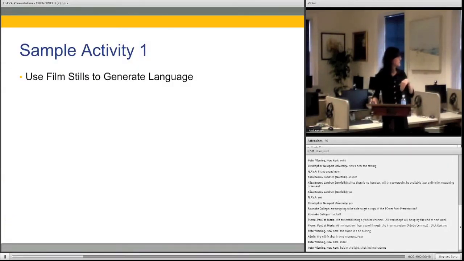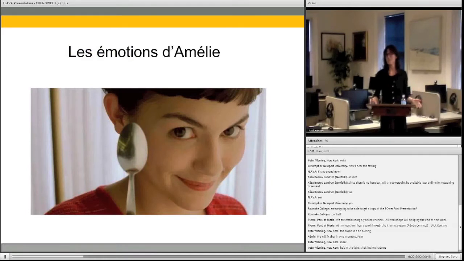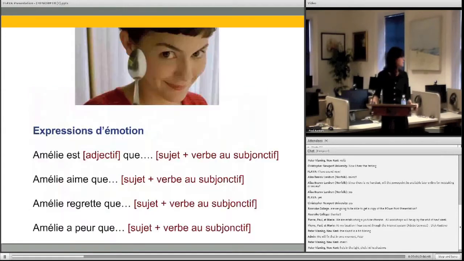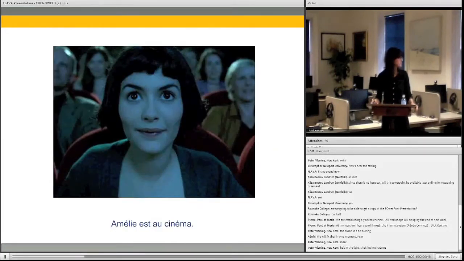So back to the classroom. I'm going to give an example of an activity I did last week to teach the French subjunctive to my students using the film Amélie, or rather stills from the film Amélie. What I gave my students were certain expressions of emotion to start, which in French you have to use with the subjunctive afterwards. I just gave a few suggestions, and then we dove into film stills.